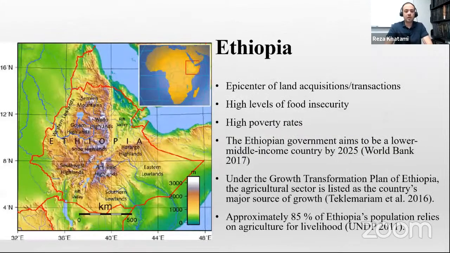Ethiopia has been a hotspot of agricultural land acquisition or land transactions over the last 10-15 years. Ethiopia has high levels of food insecurity and high levels of poverty, and the government of Ethiopia aims to be a lower middle income country by 2025. Given that about 85% of the population relies on agriculture for livelihood, the agricultural sector has been the major source of growth for the country.